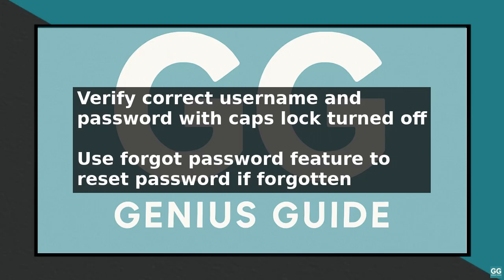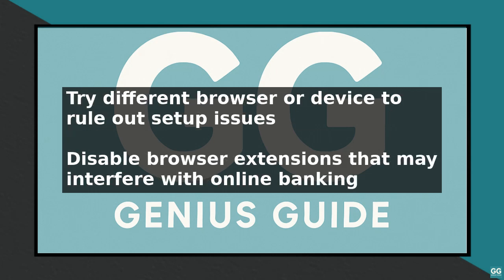For issues with specific features, such as bill pay or transfers, check the Fifth Third Bank website for any scheduled maintenance or outages. You can also refer to the online banking user guide for step-by-step instructions on how to use these features. If none of these steps resolve your issue, contact Fifth Third Bank customer support for assistance.